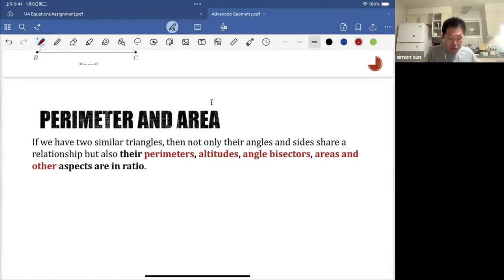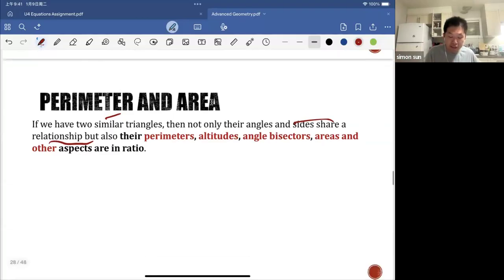If we have two similar triangles, then not only do their angles and sides share a relation, but also their perimeters, their altitudes, their angle bisectors, their areas, and other aspects are in ratios too. And because of limited time, I will talk about this in the next slide. But for now, I'll just give you some information.